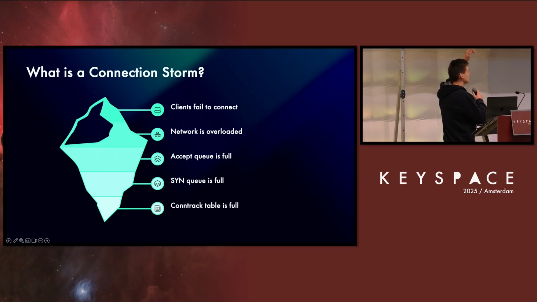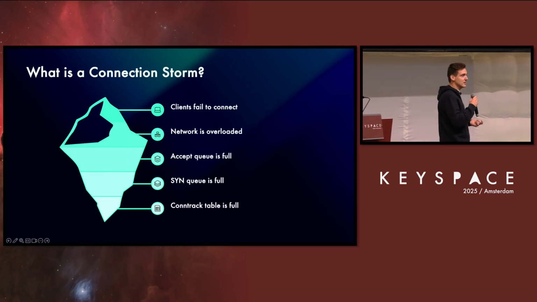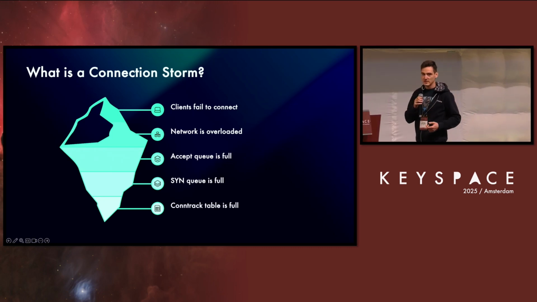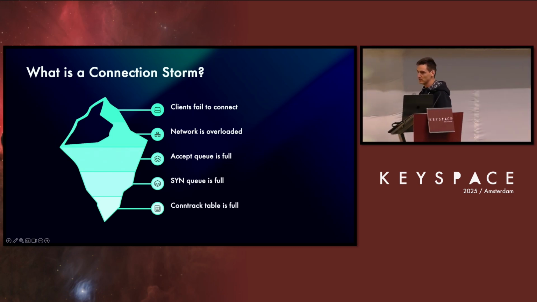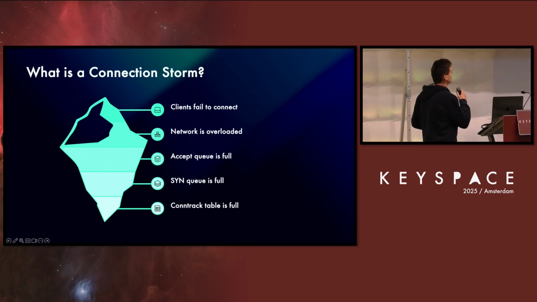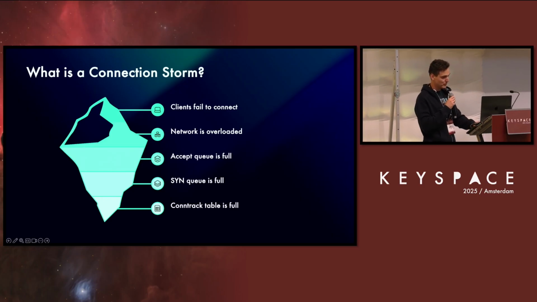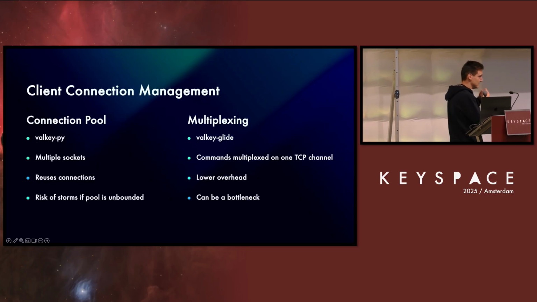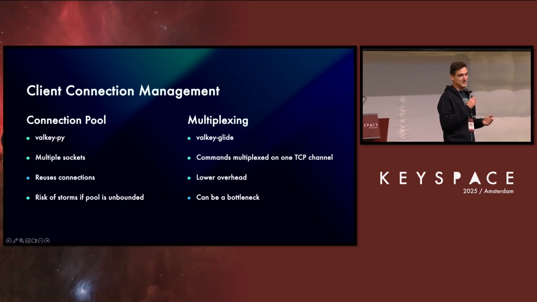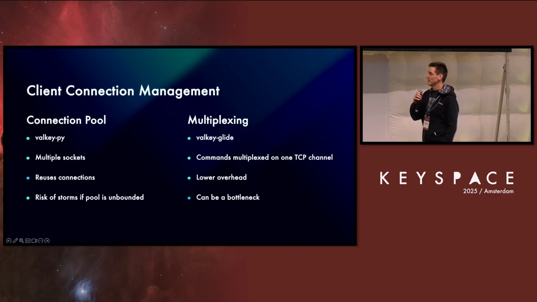So on the surface, we see that clients can't connect and we say, okay, connection storm, the network is overloaded. But let's talk a little bit deeper. What does it mean, the network is overloaded? We will talk about the accept queue, SYN queue, and conntrack table, and we will see how it affects the system. But before we go there, let's talk about the clients, because in the end, the root cause of connection storms are the clients. Yes, they try to connect, and this is what happens.